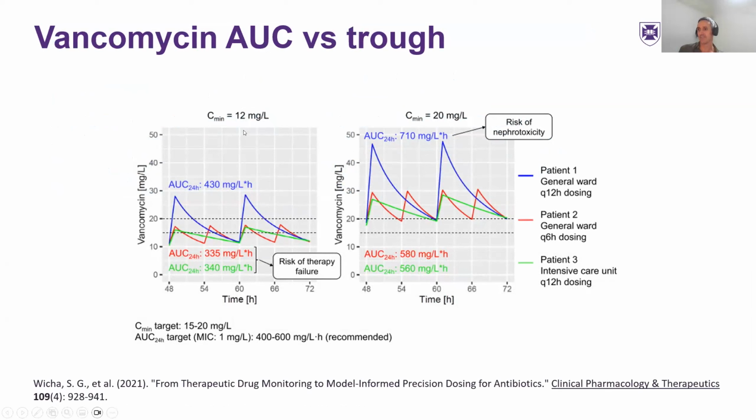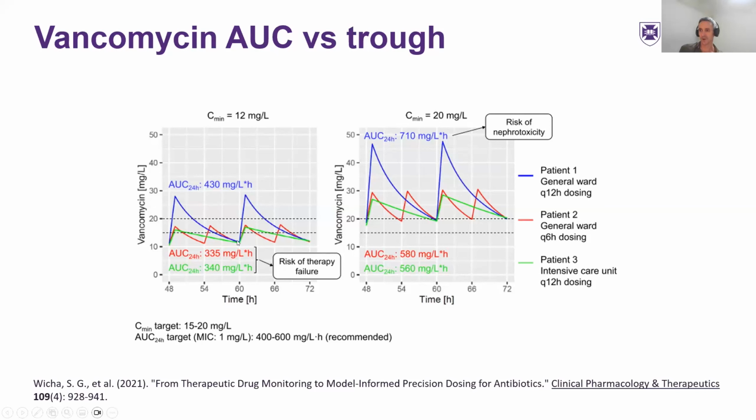On the left here, we have a C-min of 12 milligrams per liter. I know in my practice that straight away that would be a dose increase. I just wanted to show here, if you did have a peak, that all these troughs intersect at 12.